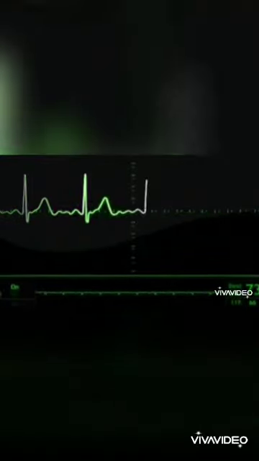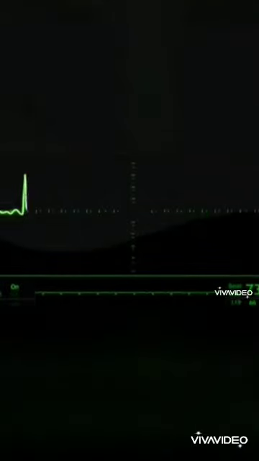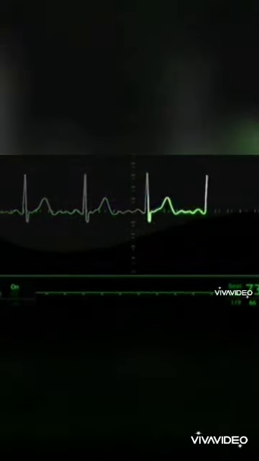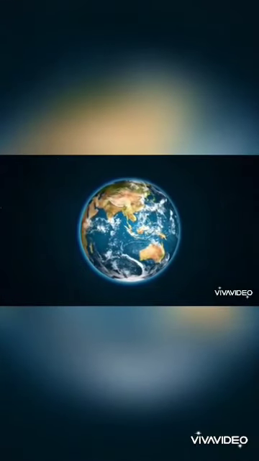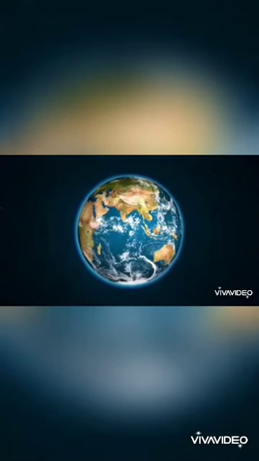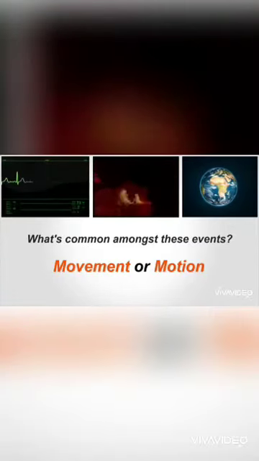We all know what this line means. Its ups and downs reflect the situation of our life. The blood is continuously flowing in arteries and veins, supplying nutrients to our body with respect to time. The earth is spinning on its own axis, which causes day and night. Do you know what is common among these events? Yes, they are in movement or in motion.